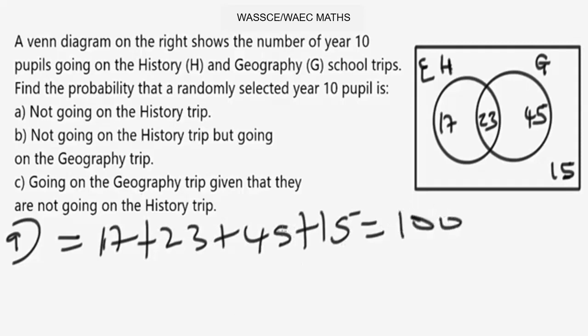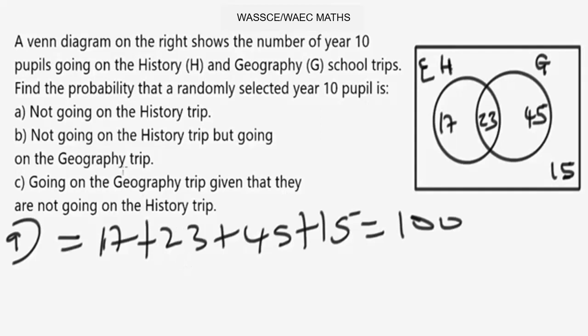Now that we have the total number of year 10 pupils in the school, to get the number of year 10 pupils not going on the history trip, we are going to add the number of year 10 pupils going on the geography trip only, which is 45, plus the number of year 10 pupils going on neither the history nor the geography trip, which is 15.